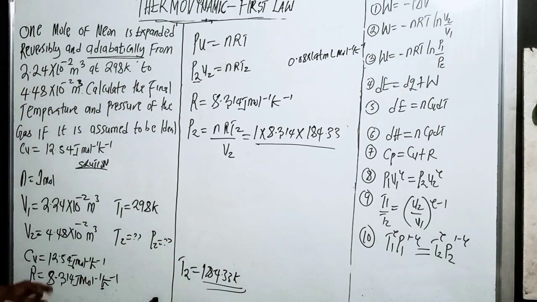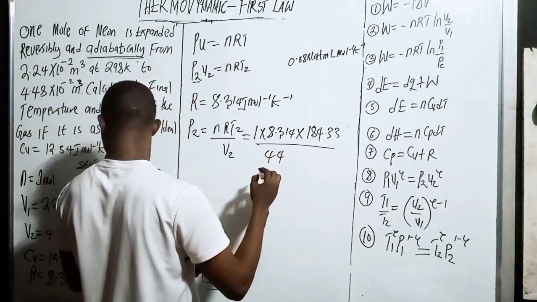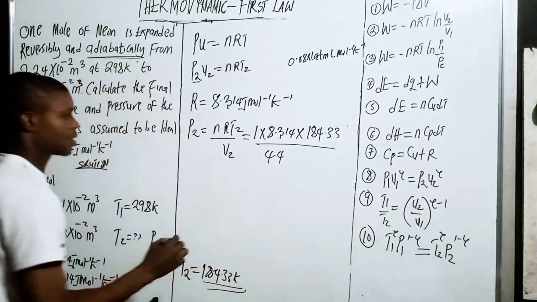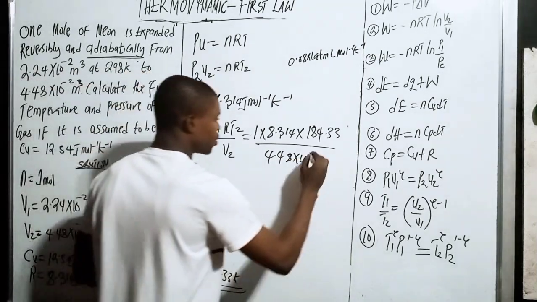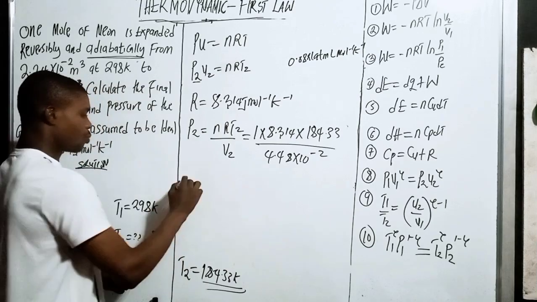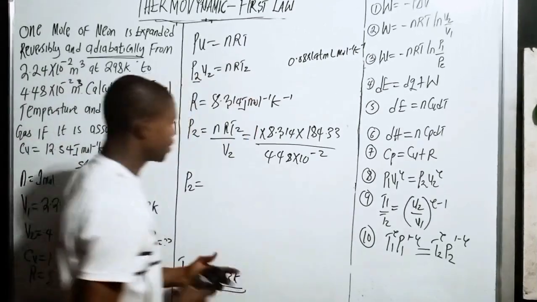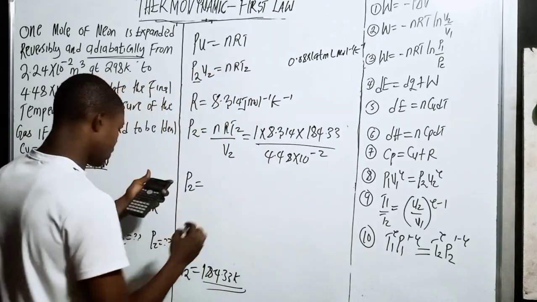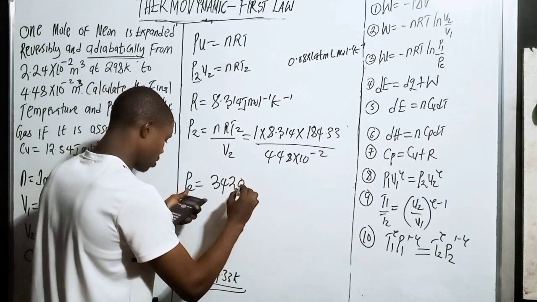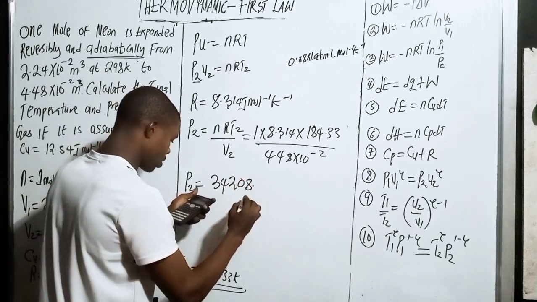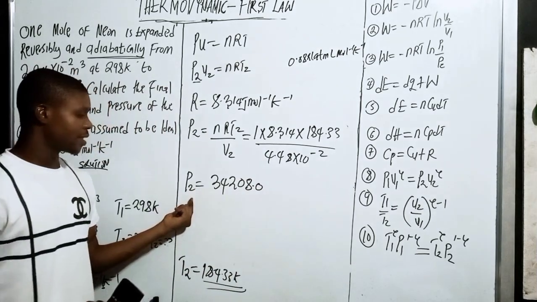My V2 is 4.48 times 10 to the power minus 2, right? So I'm going to calculate and I'll get your answer here. It's going to be 34208.0. You understand? So what will now be the units?